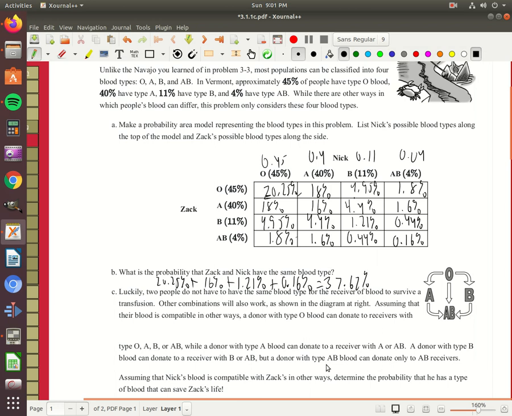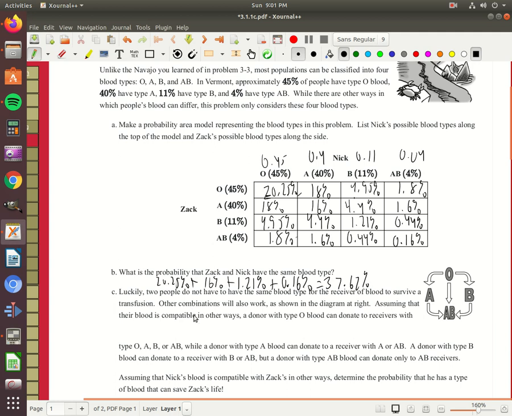blood type. It says, luckily, 2 people do not have to have the same blood type for the receiver of blood to survive a transfusion. Other combinations will also work, as shown in the diagram at right. So O can donate to everybody, but can only receive from O. B can donate to B or AB. AB can accept from anyone. So hopefully we see how this table works.